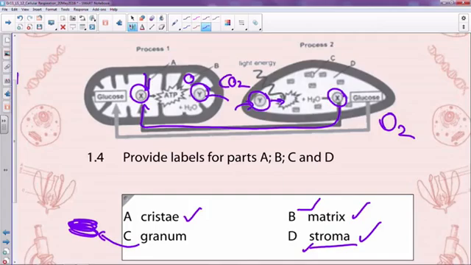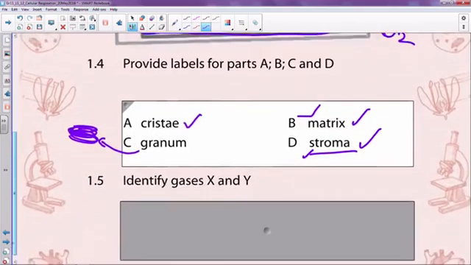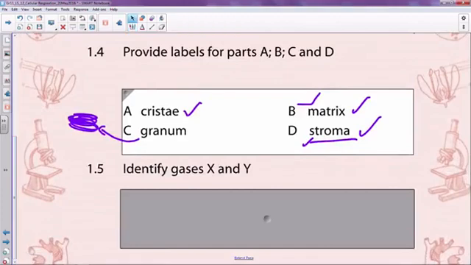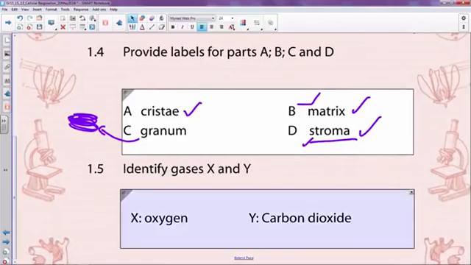So the gases, X was glucose, X was, why am I saying glucose? Glucose is not a gas. X was oxygen and Y was carbon dioxide.